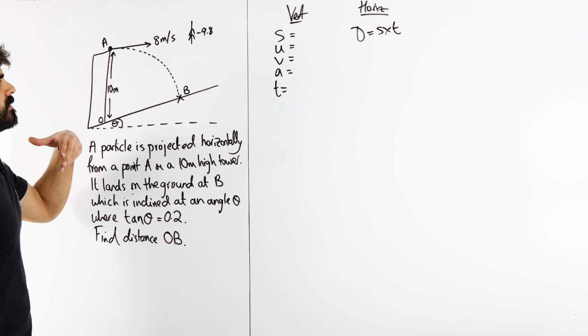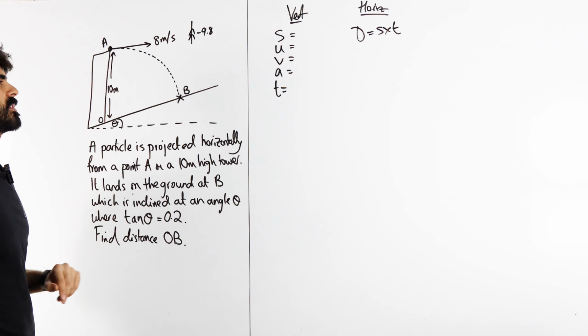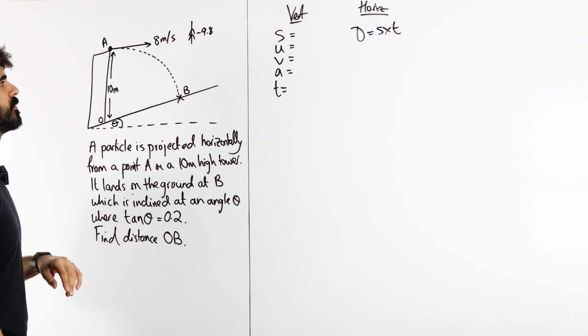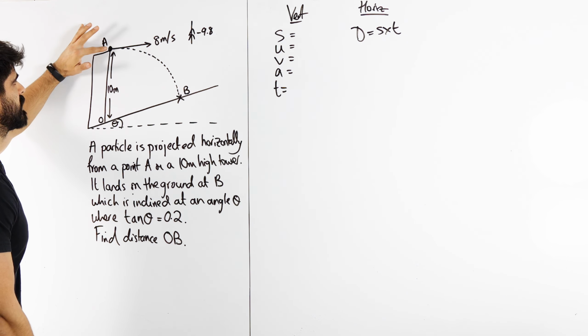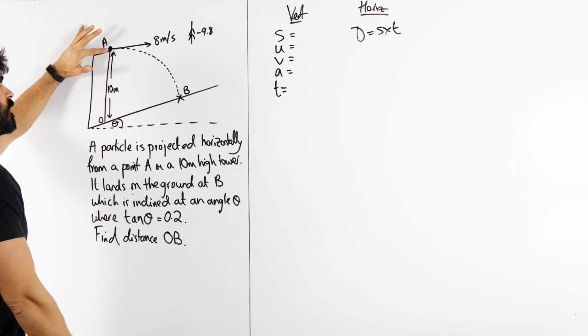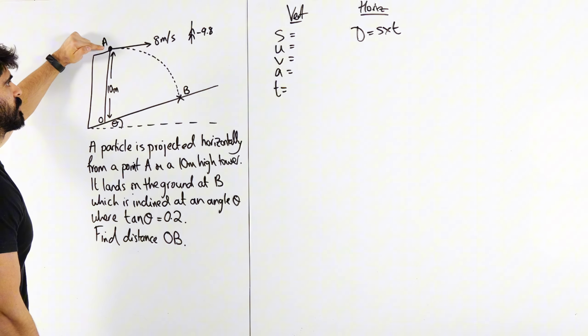Now to find B, it's an interesting one. We're going to have to consider a couple of things. Let's just write down what we definitely know. U, what's the initial vertical speed? Well, we don't know, right? It's a horizontal projection, so U is 0.